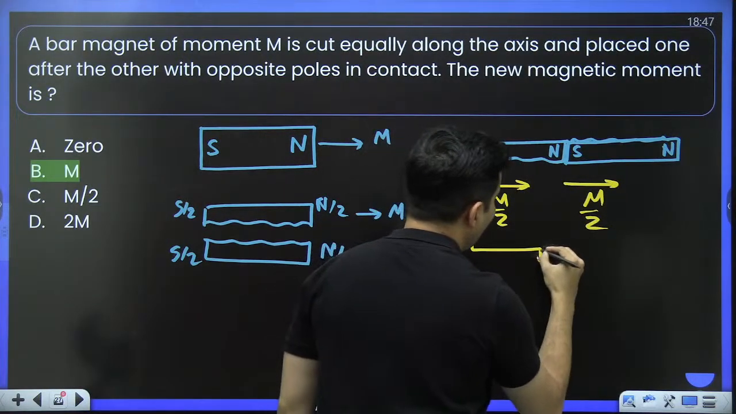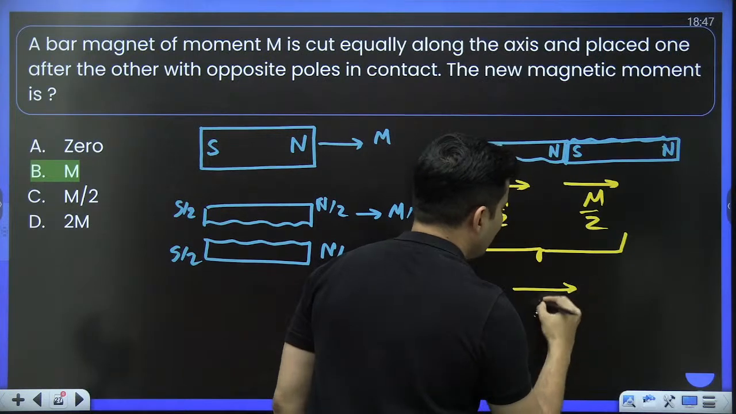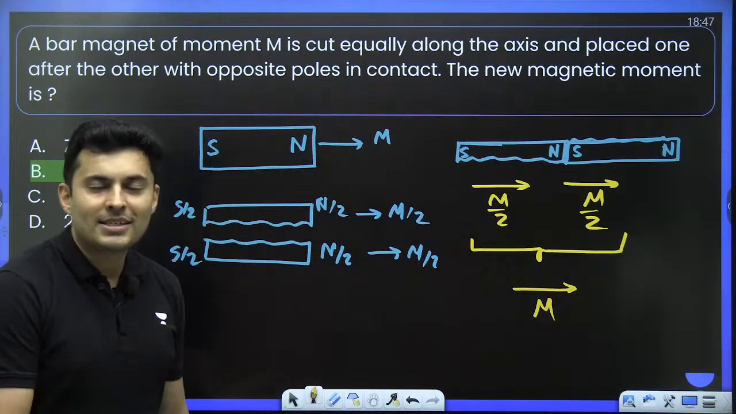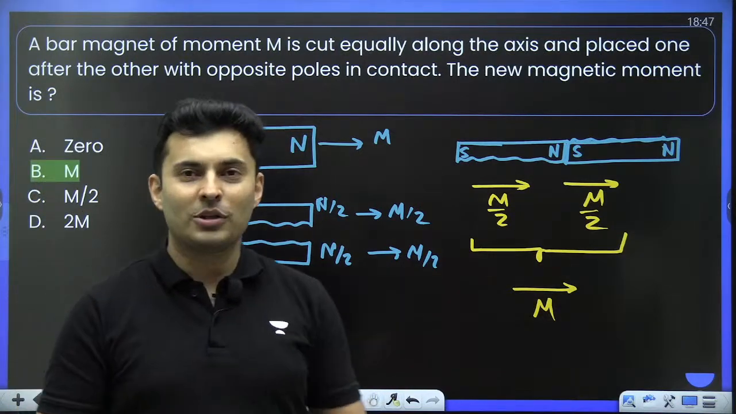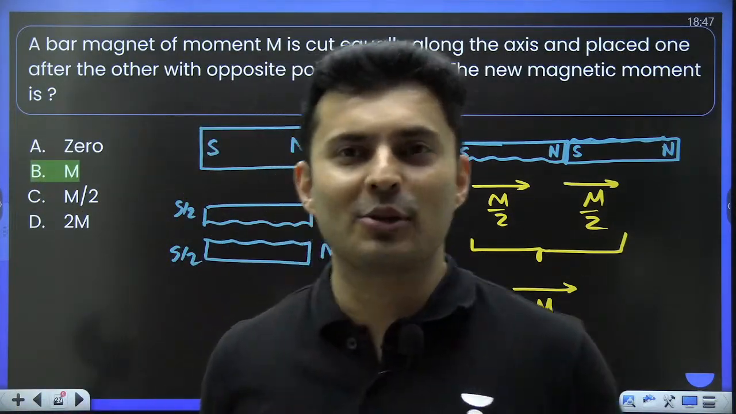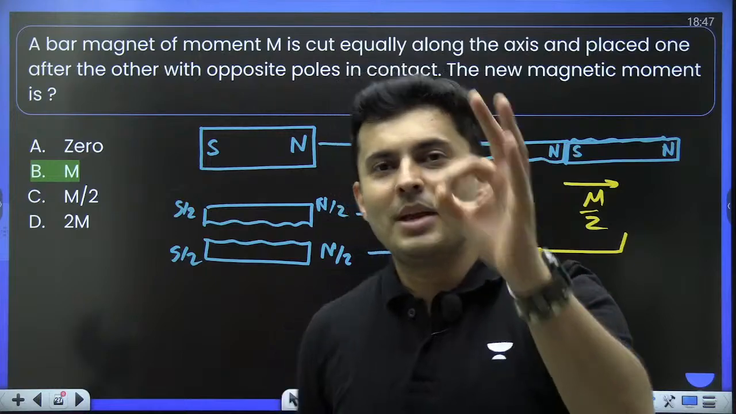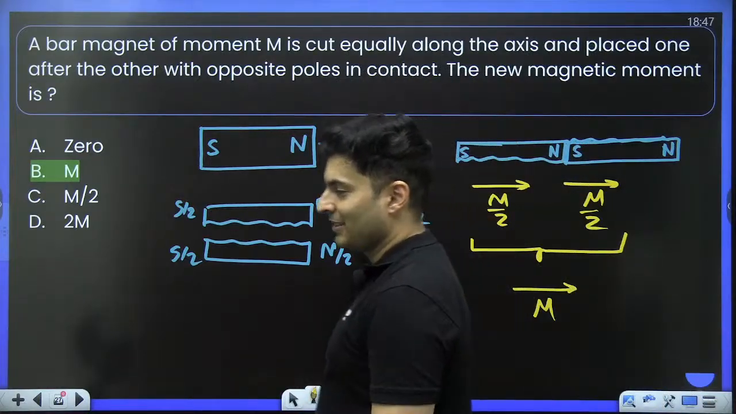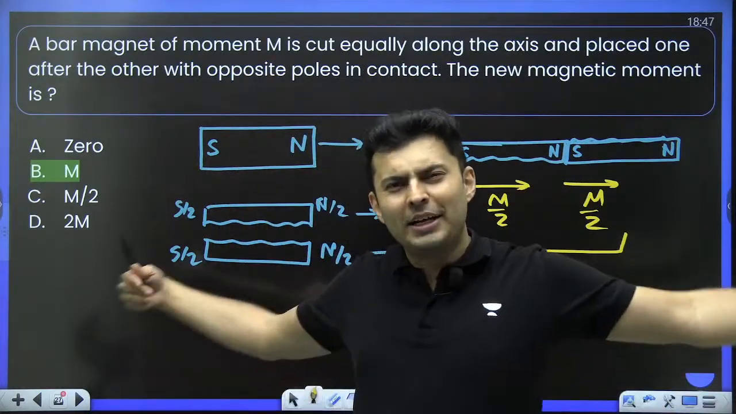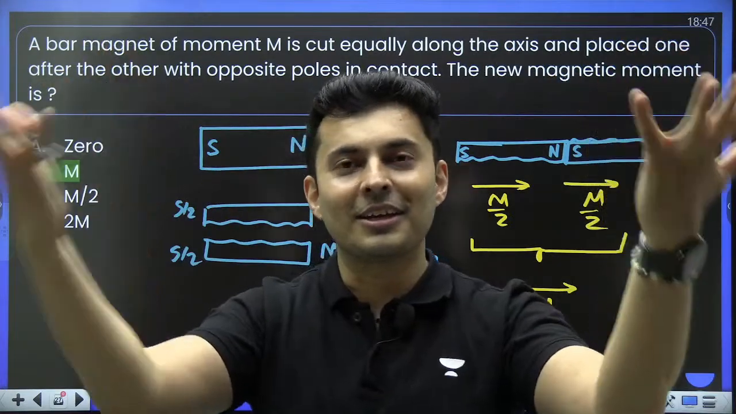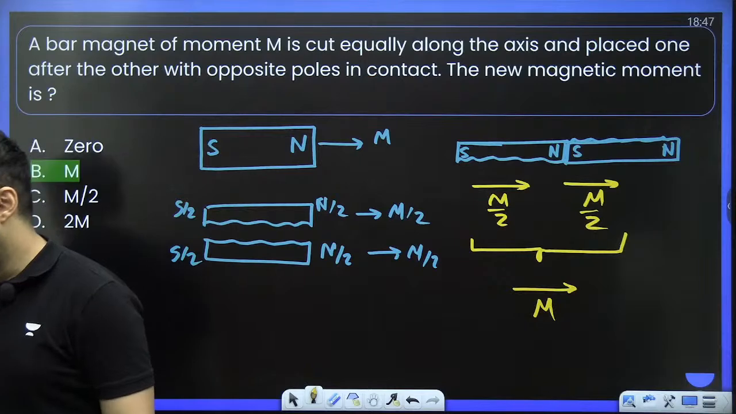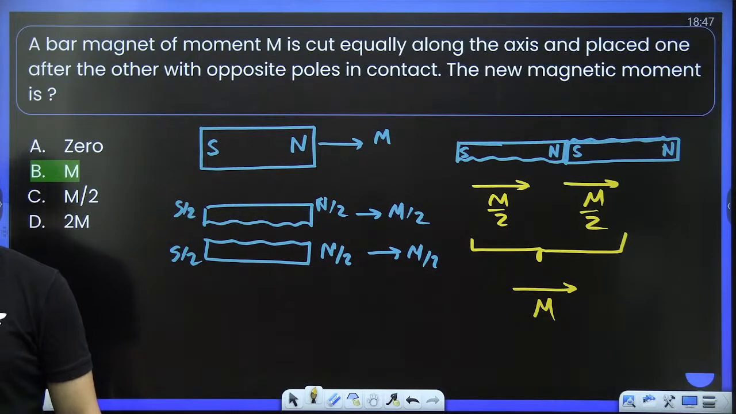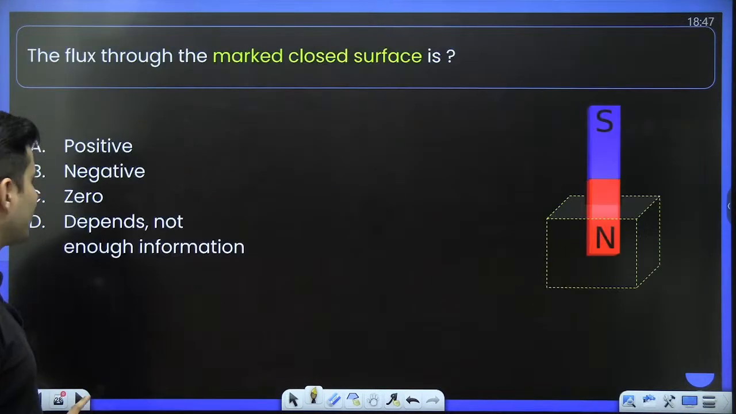So the total magnetic moment will be how much? It will be M. It will be just M. That's the answer, which is M. It was just a trick question. I told you it is very simple. You will be able to solve it easily, but you can make many, many silly mistakes in this. Many people think opposite polarities cancel without even thinking. No, that's not correct. Awesome. Got it? Let's go on to the next question on your screen now.